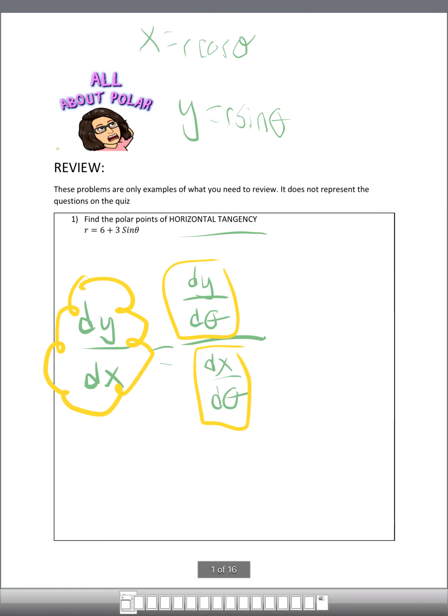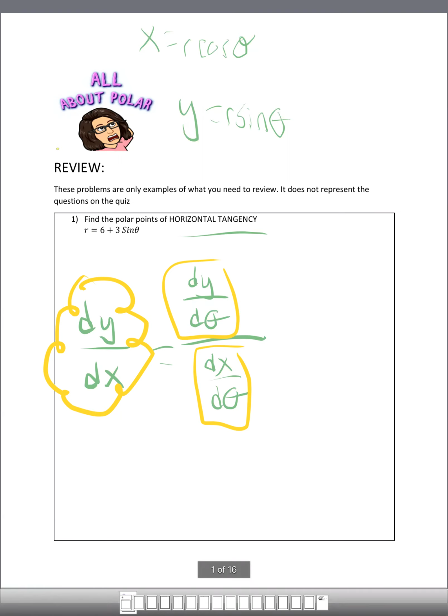Yes. Okay, and the reason why this formula works is because let's say we were going to do keep, change, flip. We flip it, d theta over dx, cancel, cancel. It's the same thing. So that's the root of this formula, but that's not important.